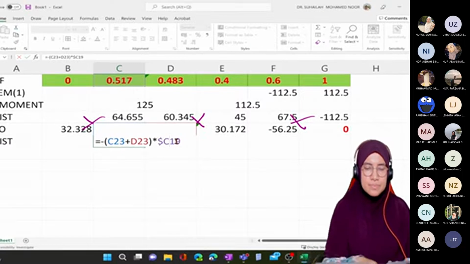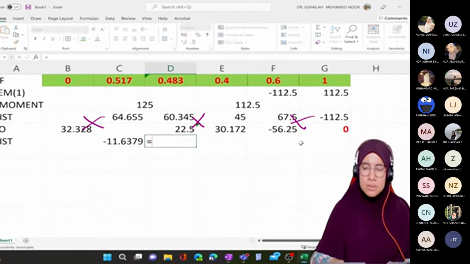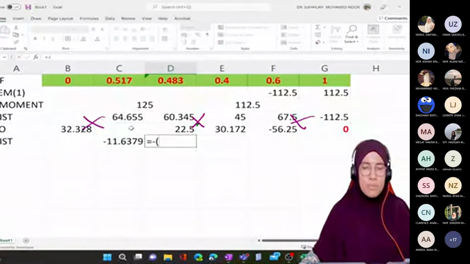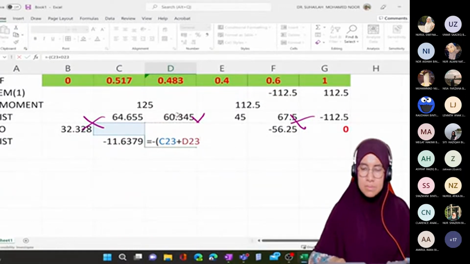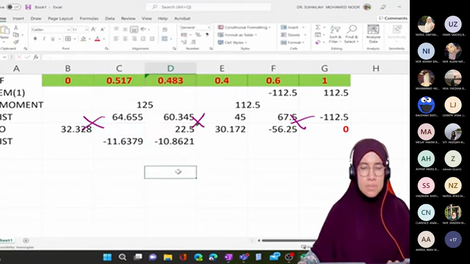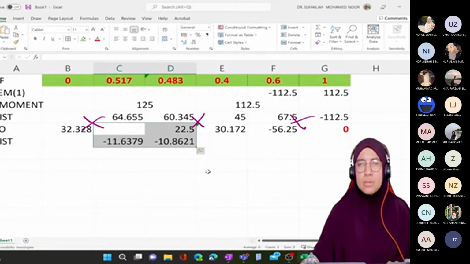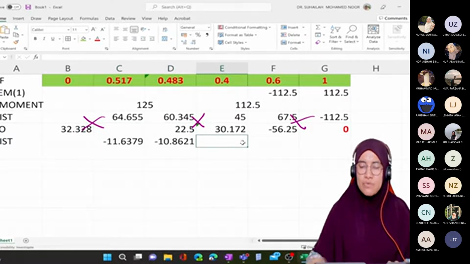0.517 is the total moment times the distribution factor. Okay, so total these four values, the total must equal to 0. Okay, move to joint C.